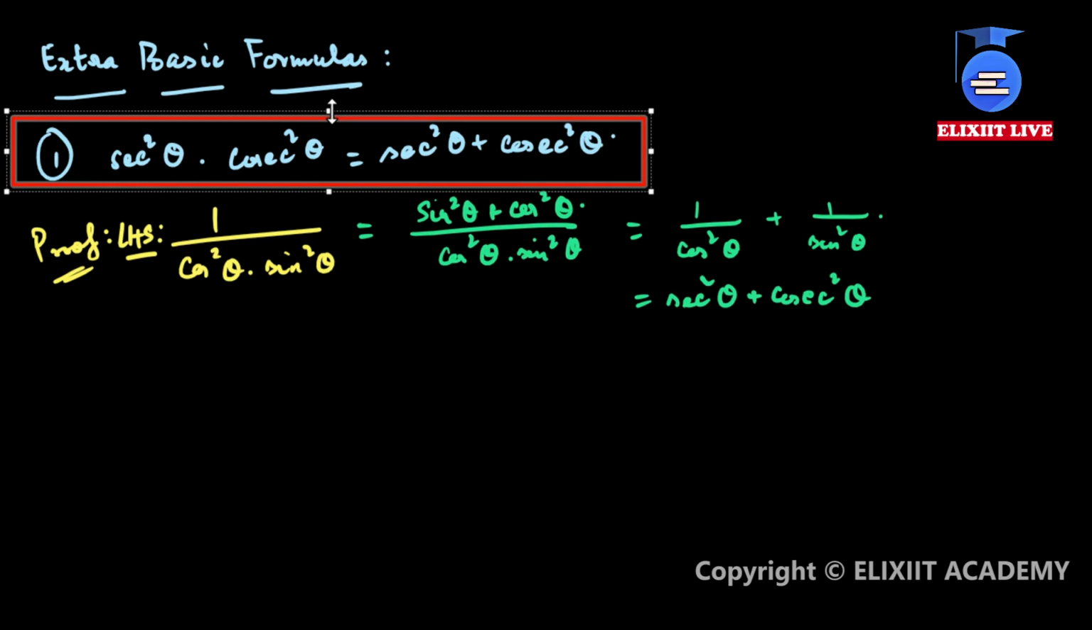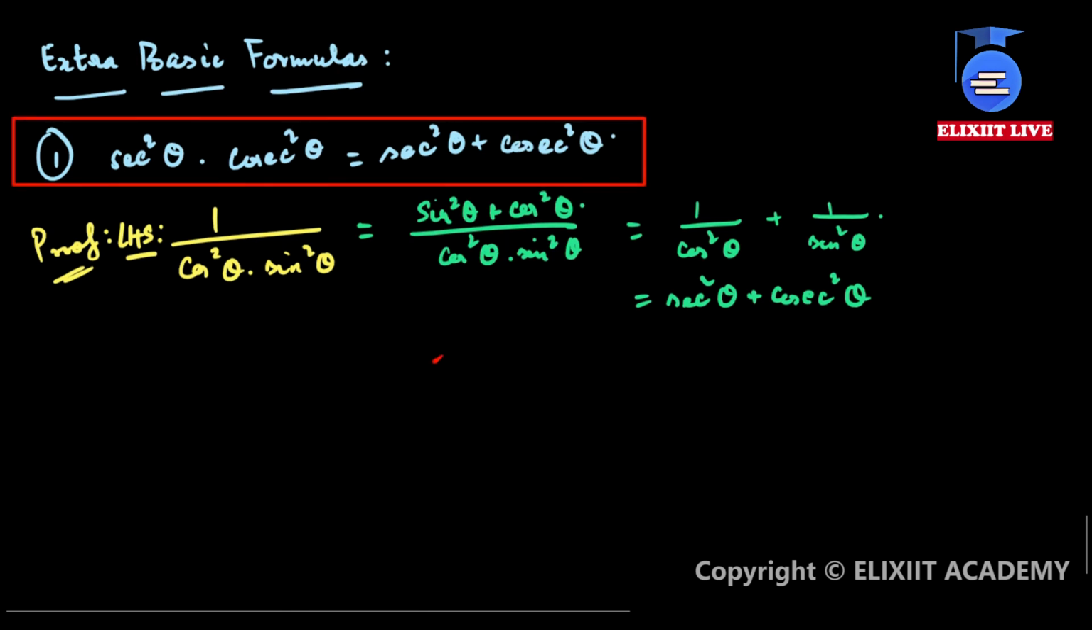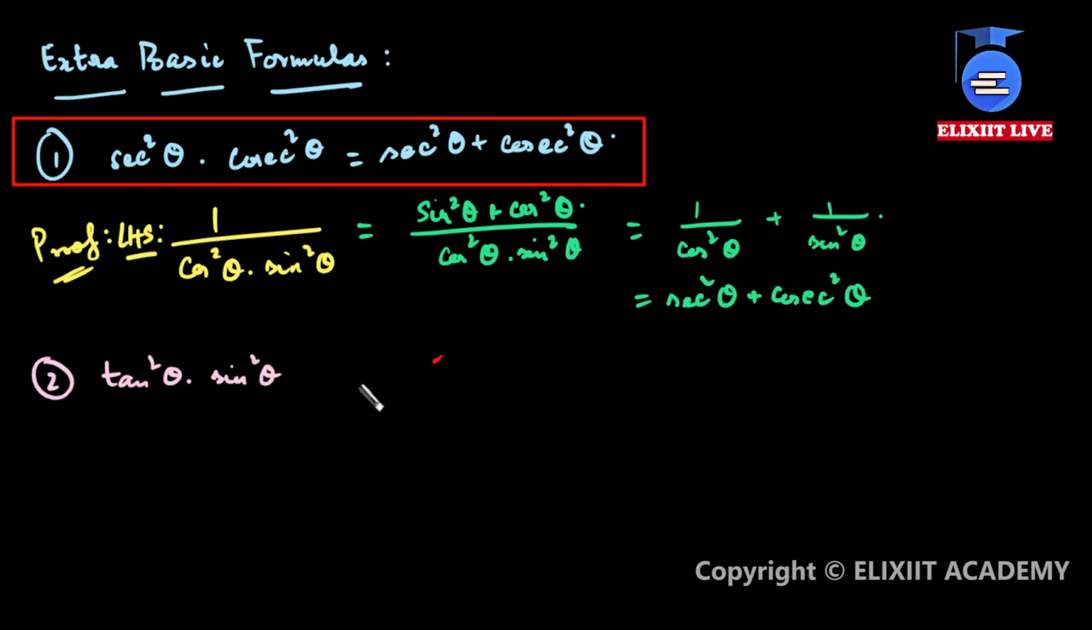Next. Second one. Tan square theta into sine square theta is the same as tan square theta minus sine square theta. Tan square theta into sine square theta is the same as tan square theta minus sine square theta.